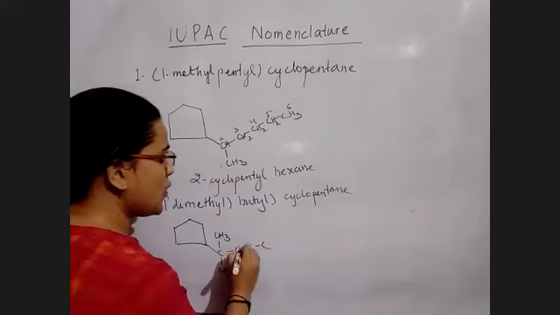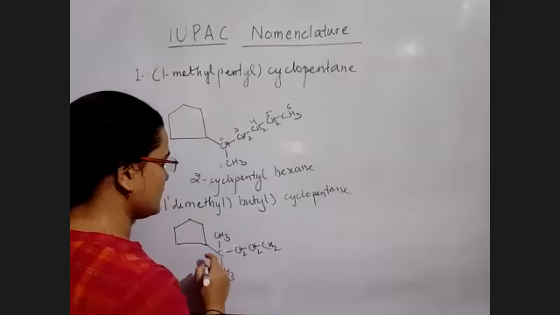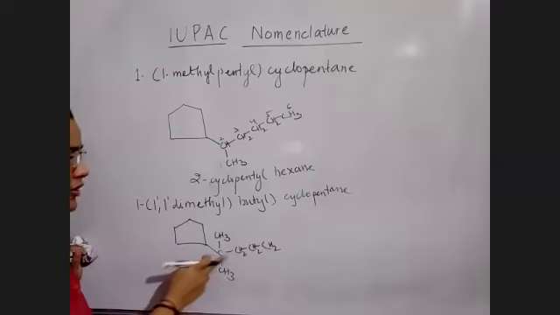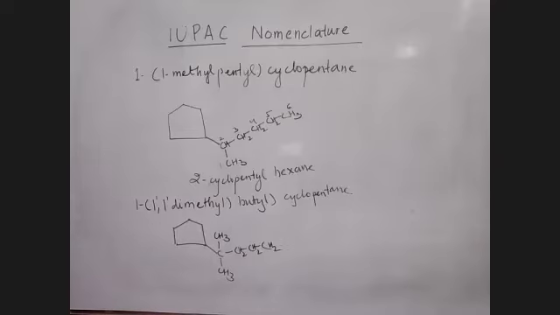So in this, what will be the correct name? Longest chain will be 1, 2, 3, 4, 5. 5 carbon atoms will be the longest chain. Tell me, between cyclic and open chain, which is preferred? Cyclic is preferred, so this will be the structure.